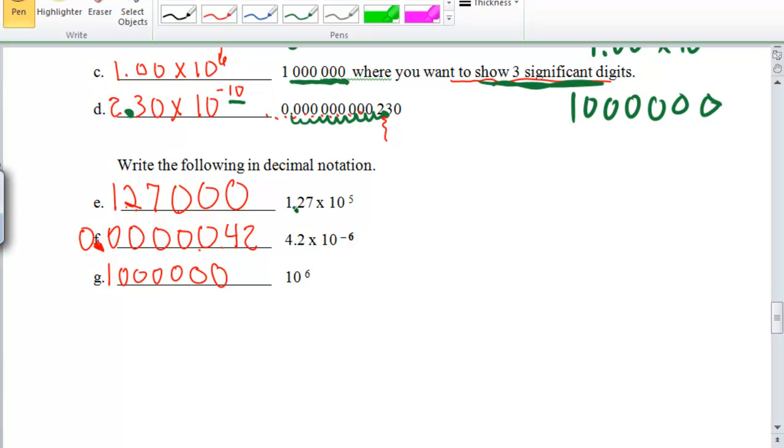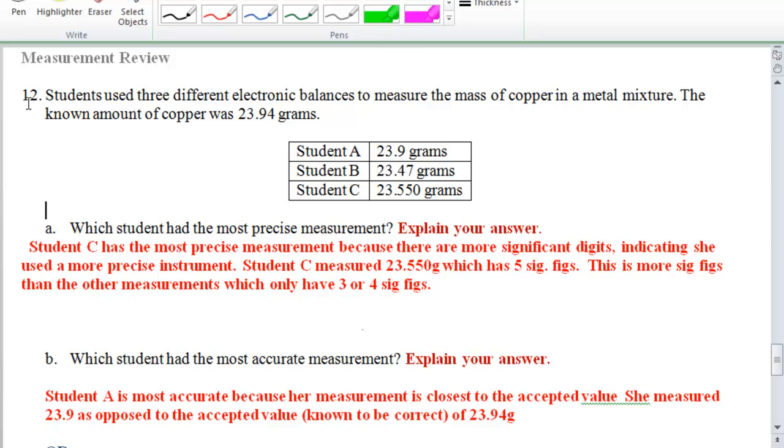So moving this 5 places in the positive direction on the number line, moving this decimal point 6 places in the negative direction on the number line, and then, of course, some people get confused when they see this because they forget that that's really 1 times 10 to the 6. So here's the 1, and we're moving our decimal point 6 places in the positive direction on the number line. Okay, let's look at number 12, and we must be about done with the review sheet at that point.